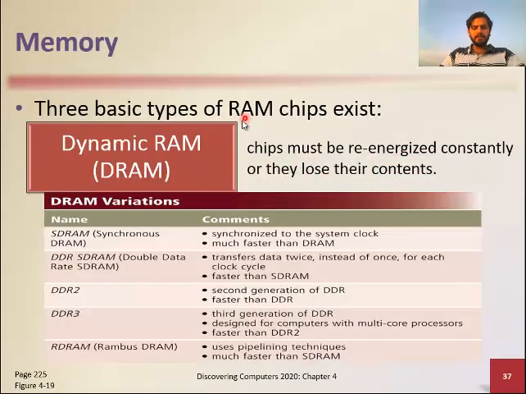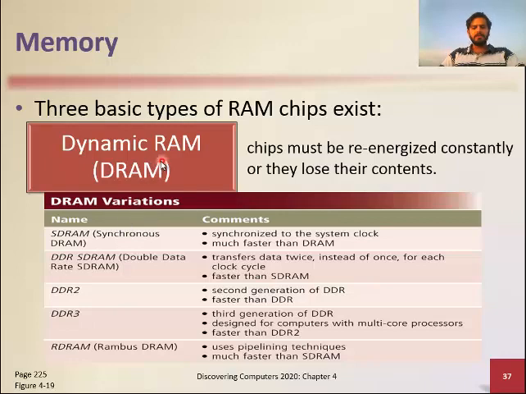When discussing RAM, we have three basic categories. The first one is dynamic RAM, also called DRAM. That is a chip that needs to be re-energized continuously, otherwise it loses the content. It means you need 100% electricity to keep this type of RAM on, so they are not energy efficient, of course.